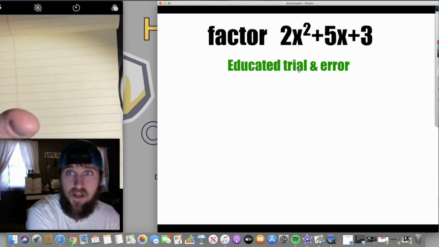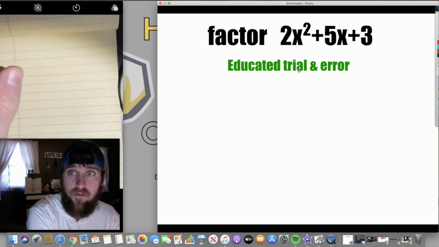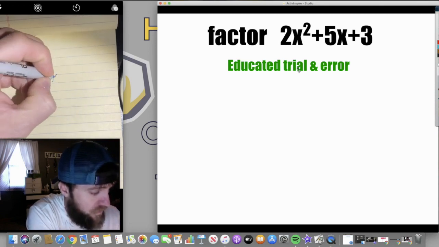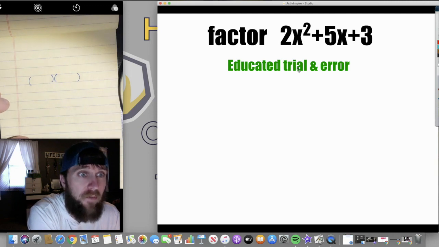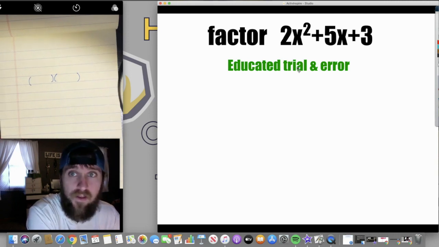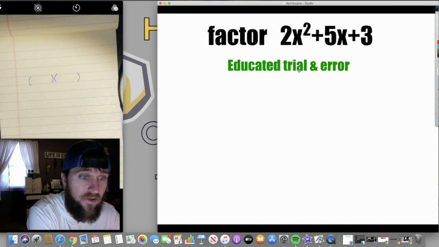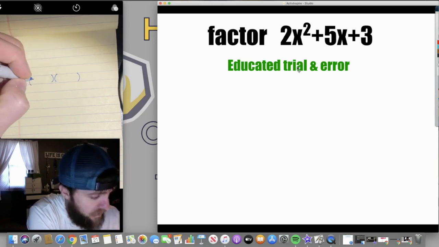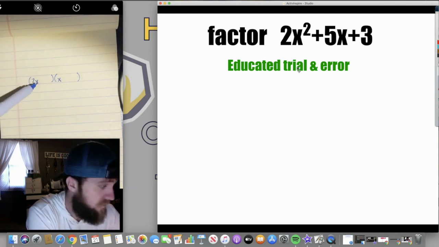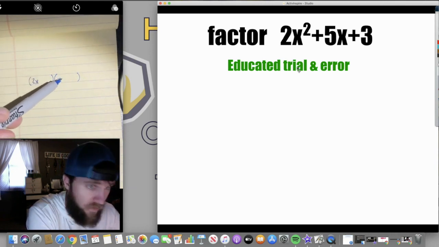First thing, do they have anything that can come out of all three of them? No. So we are going to jump into our two binomials. Now put in what you know. You can either start with the a value or you can start with the c value. I'm going to start with the a value. It is 2x squared. So the only way to get 2x squared is to have a 2x and a 1x, or a 1x and a 2x.